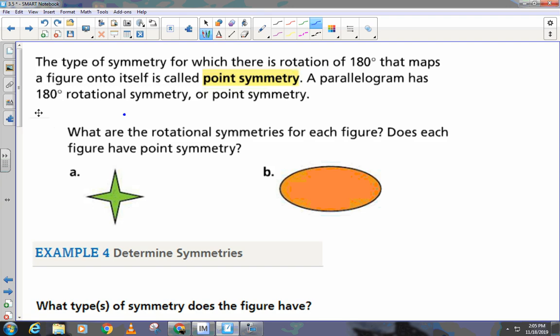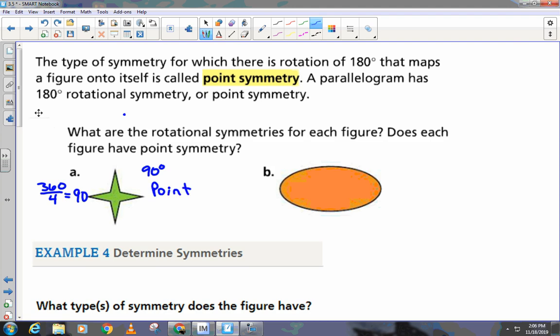So, does this one have rotational? Yes. How many times would it rotate? I think it would go 4 times. So if you did 360 divided by 4, that's 90. So it has 90 degree rotational symmetry, which means it also has 180 degrees, because 90 divides into 180. So this one also has point symmetry.